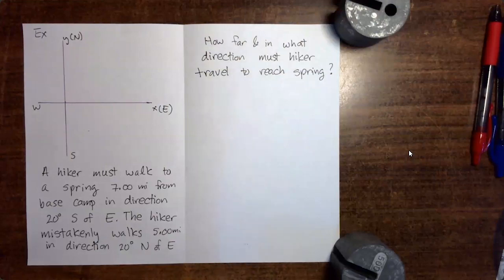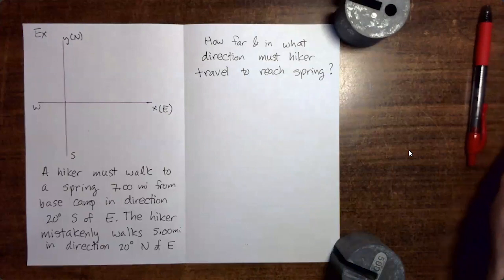In a previous video, we looked at a problem where vectors were added together, and we solved that problem using a trigonometric analysis of the vectors. In this video, we're going to look at another example that we can solve using trigonometric analysis of vectors, but this time there's going to be a vector subtraction.